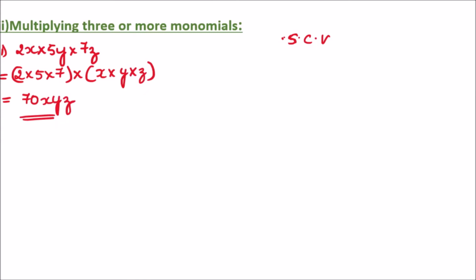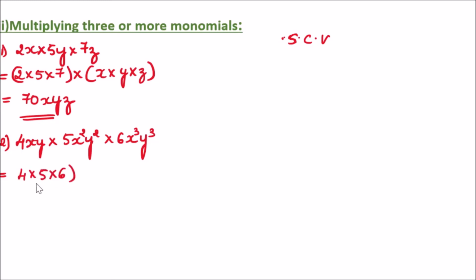One more example. 4xy multiplied by 5x square y square into 6x cube y cube. Okay, so you have this problem now. Now you will see there are all positive signs. Sign, SCV. S is okay, fine, no problem. Then what about the constant? We'll group 4 into 5 into 6. Okay, then multiplied by, now there are two types of variables.